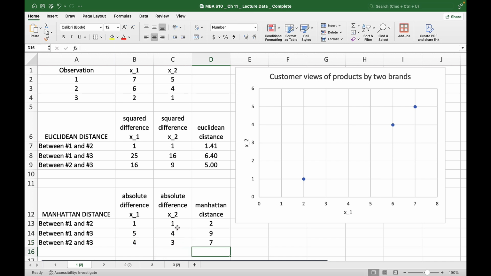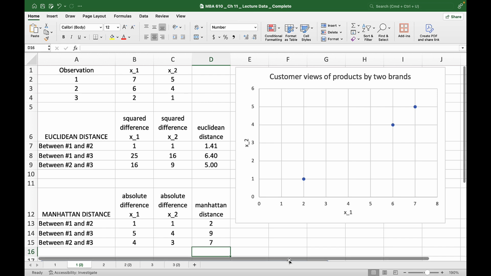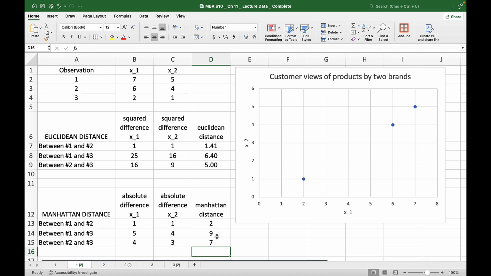So we can see that the Euclidean distance and the Manhattan distance give us different numbers because of the way they measure distance, but the ranking is still the same. 1 and 2 are the most similar pair. 1 and 3 have the greatest distance between them, and 2 and 3 are closer to each other than 1 is to 3, but you get the idea. So that is how we measure similarity.